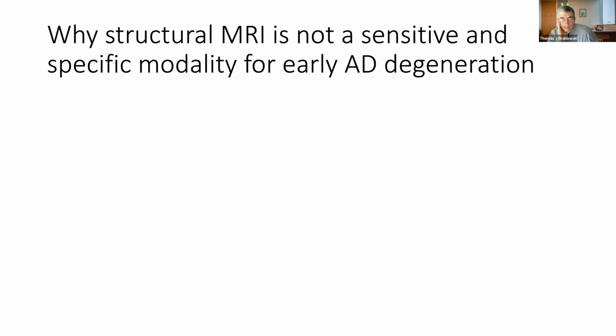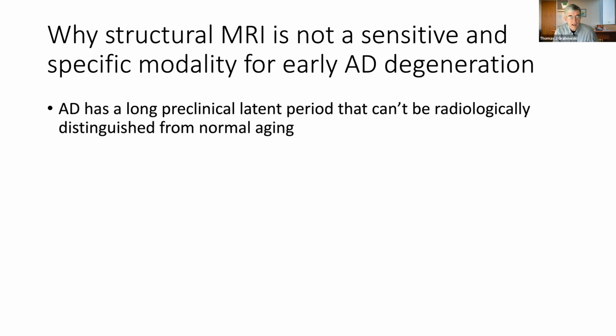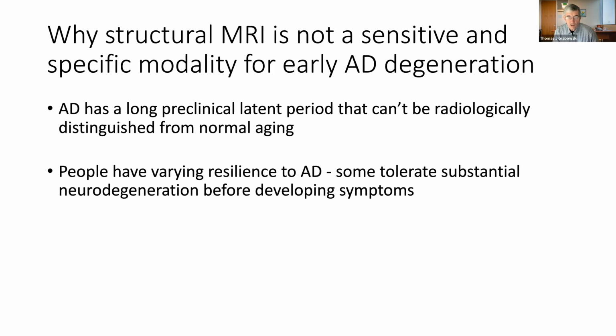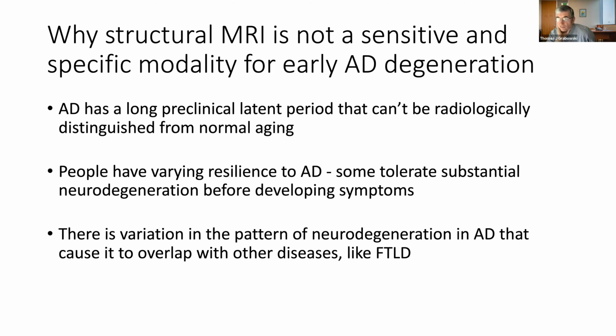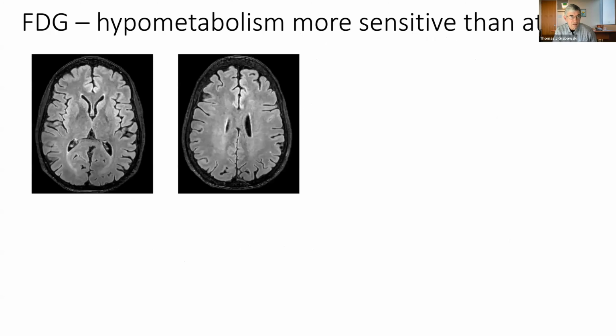Structural MRI itself is not a sensitive and specific modality for detecting Alzheimer's disease degeneration. I've already said that, but the reasons are that there's a long preclinical latent period that you can't radiologically distinguish from normal aging. There is varying resilience, so you have different degrees of degeneration that happen before people develop symptoms. And there's variation in the pattern of neurodegeneration across individual cases of Alzheimer's disease that causes it to overlap with other diseases. So MRI alone is not sufficient for tracking Alzheimer's disease.